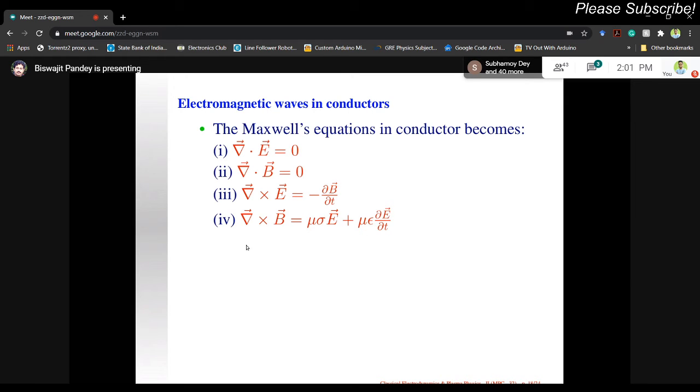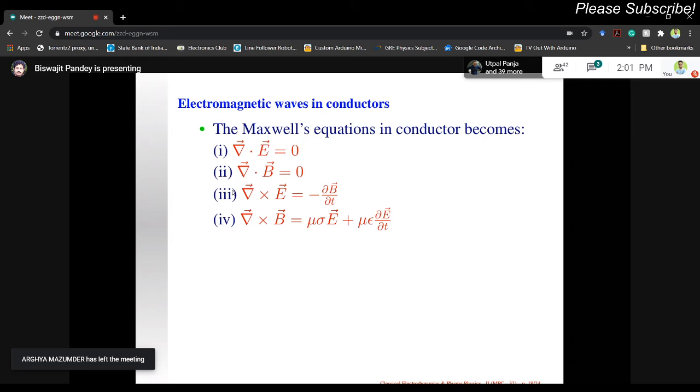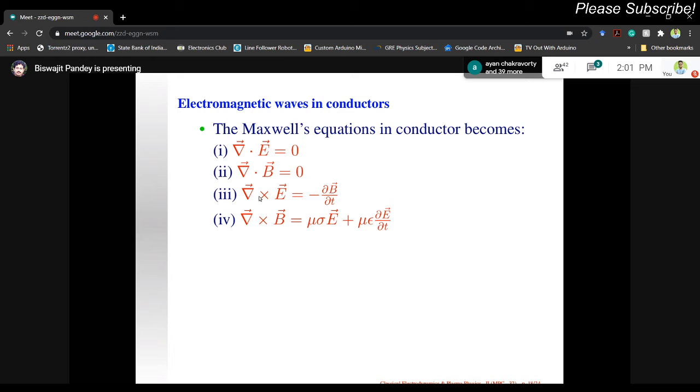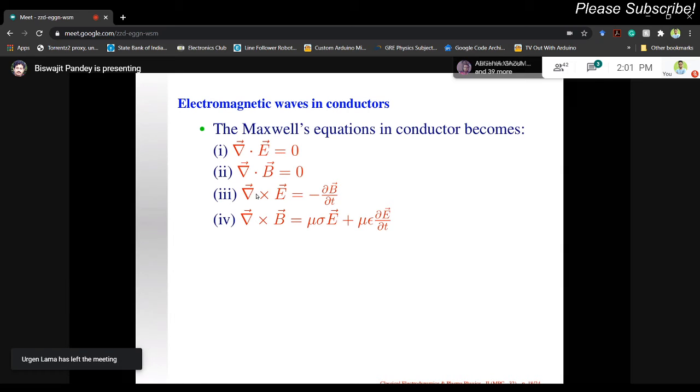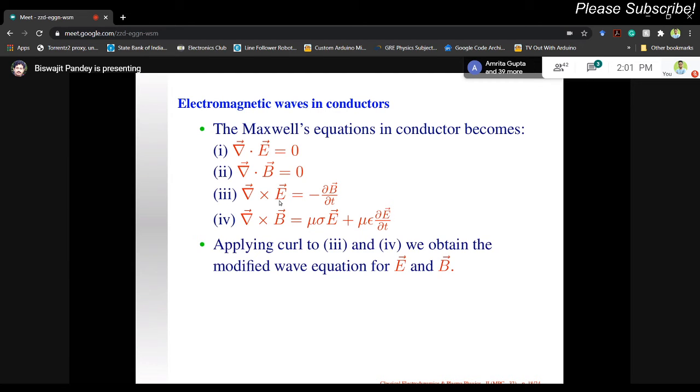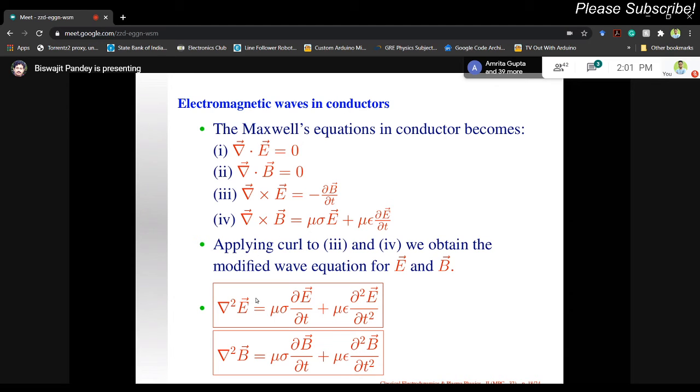Now we have these four Maxwell's equations, and we have to analyze the situation in a similar manner, just as we did for vacuum or linear medium. So what was the approach? We took curl of the third equation on both sides, and curl of the fourth equation on both sides. It's simple. You just take curl of E, then you plug in the value of curl of B, which you already know, and simplify. That will simply give you these two equations for E and B.